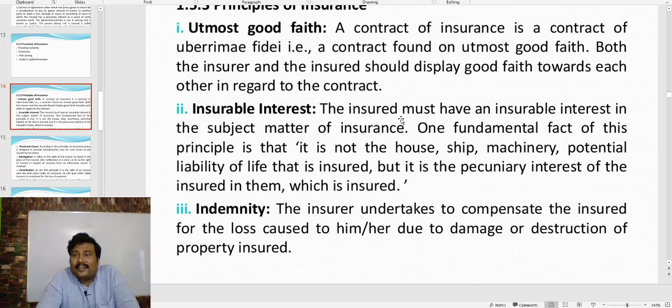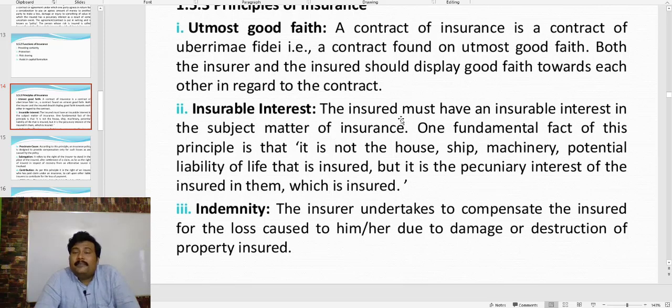Utmost good faith is a trust principle. Show the trust to each other. The insurer and the person who is going to take the insurance, both insurer and insured, should display good trust to each other and disclose all the information. Insurable interest is the subject of interest, subject of profit. Without any profit, the insurance cannot take place.